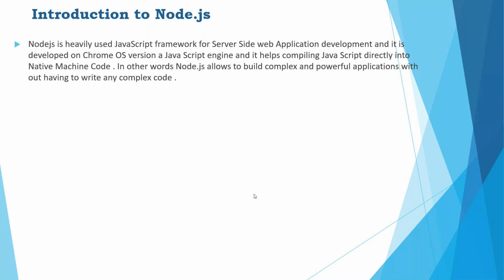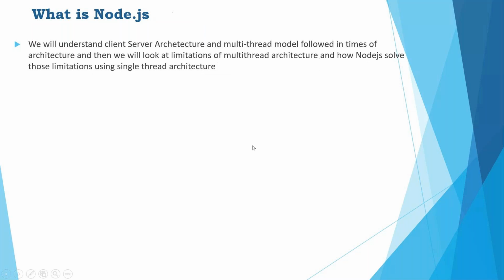Question clear? So now, as I understood, what is Node.js? Node.js follows a client-server architecture. Traditional servers have a multi-threaded model with its limitations, and Node.js solved this using a single-thread architecture.